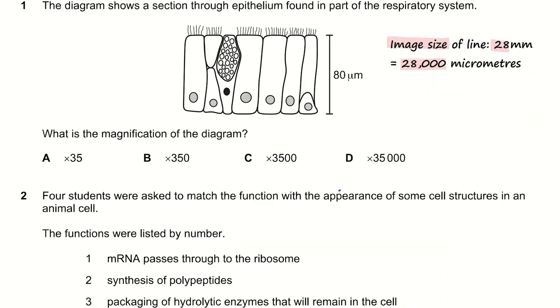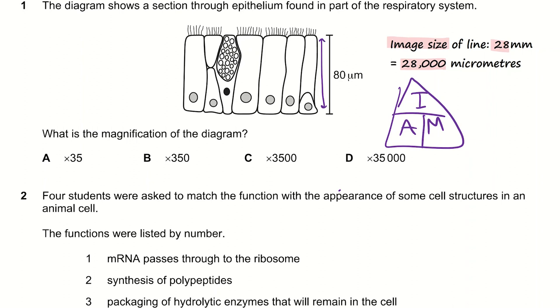Let's start. Question number one, the diagram shows a section through epithelium found in part of the respiratory system. What is the magnification of the diagram? Now, as we know, the equation for magnification is image size divided by actual size. And we've measured the image size prior, and it's 28 millimeters. We've measured this line right here.